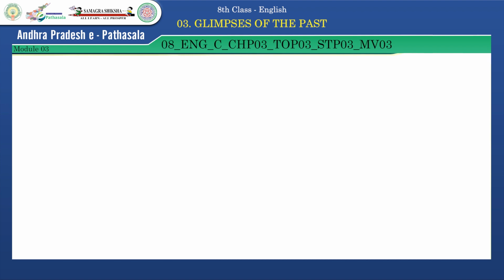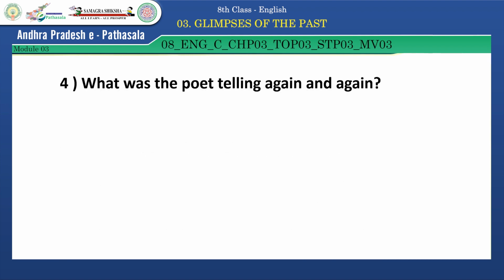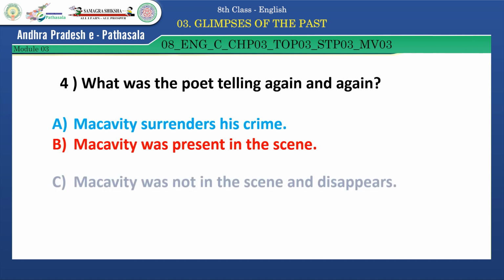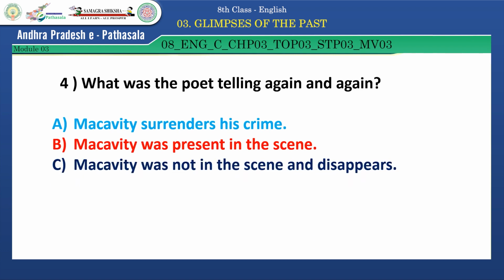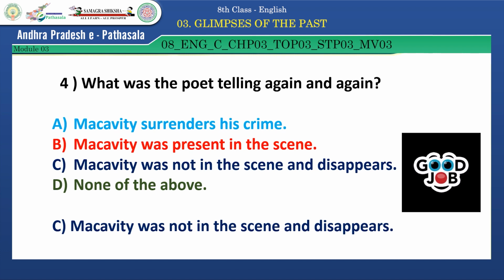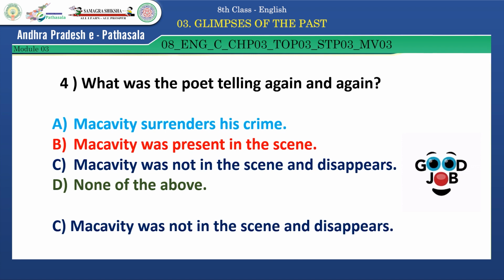Your next question on the screen. What was the poet telling again and again? McCavity surrenders his crime. McCavity was present in the scene. McCavity was not in the scene and disappears. None of the above. So who is ready with the answer? Very good. McCavity was not in the scene and disappears. Good job. I know you're all very intelligent students.